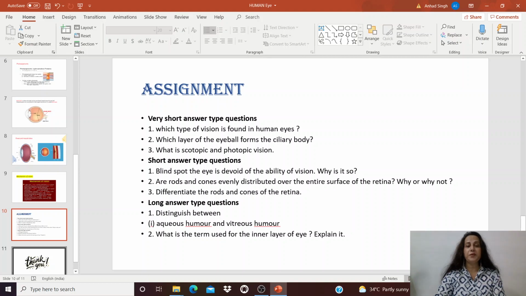Long answer type questions. Question 1. Distinguish between aqueous humor and vitreous humor. Question number 2. What is the term used for the inner layer of the eye? Explain it.